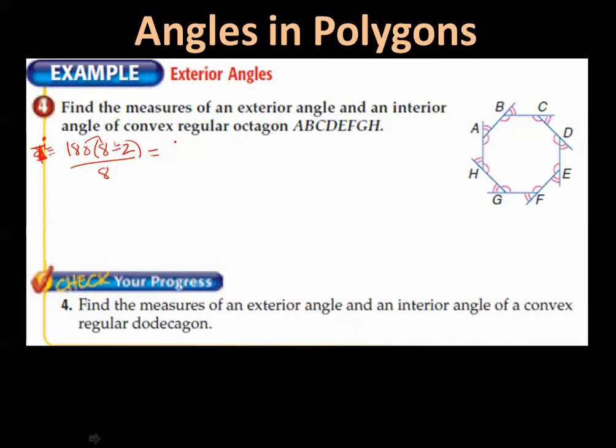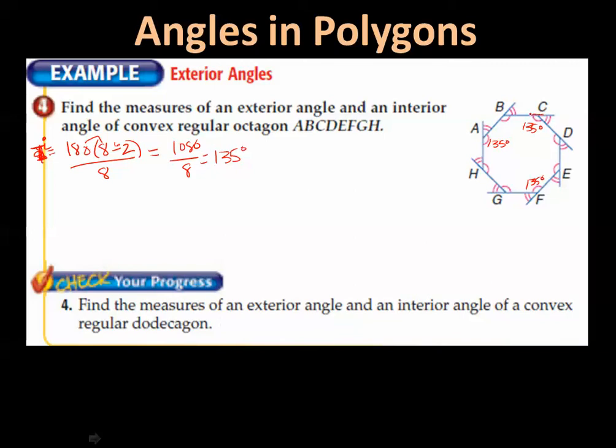180 times 6 is going to be 1080, divided by 8 gives me 135. So each one of these interior angles is 135 degrees. I'm not going to write all of them, but just to give you an idea.